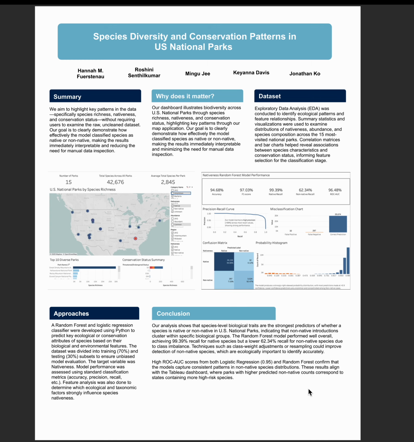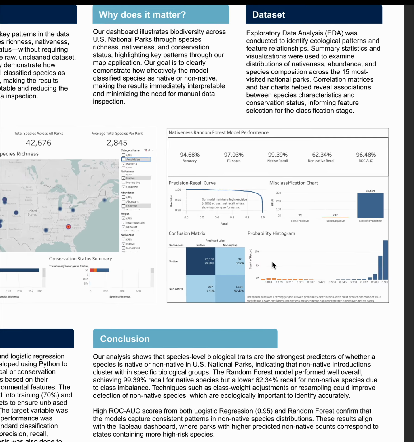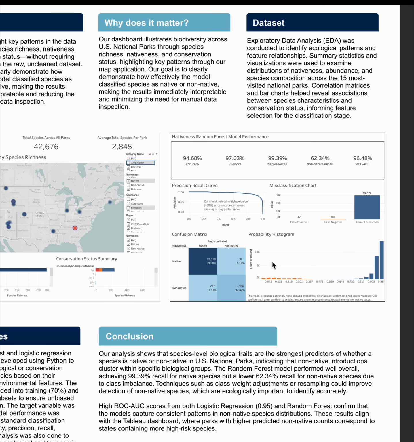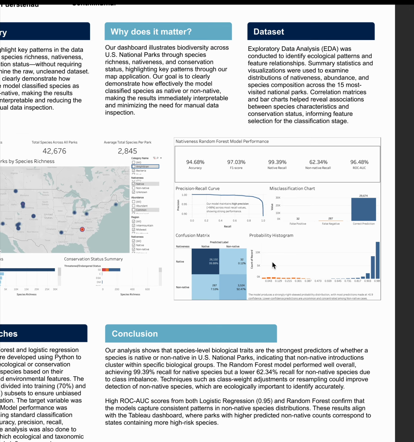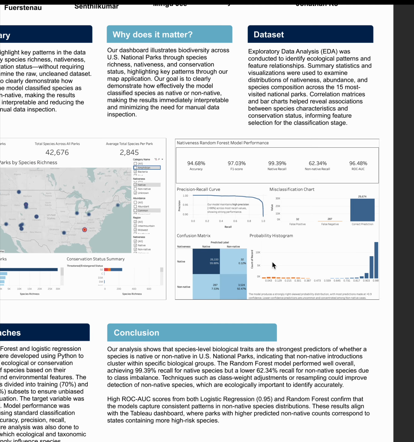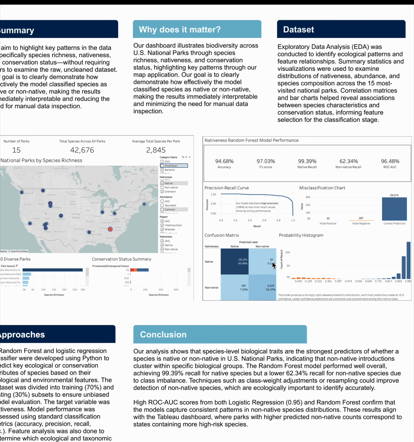reading raw tables. The random forest model had a 94.7% accuracy rate, a 97% F1 score, and a 0.96 ROC AUC. And similarly, the logistic regression model had a 0.95 AUC as well. So they were very similar in terms of accuracy.